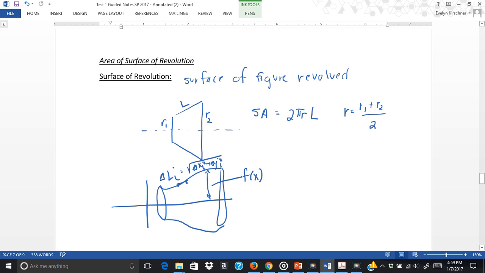So my little surface area of revolution right there, like this little piece here, that area is 2 pi Ri delta Li.